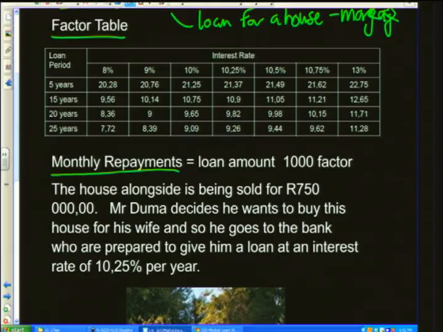So what it does for us, we need to take the loan amount, and we're going to take the loan amount divided by 1,000, because this is worked out per 1,000 rand. And then we multiply it by the factor. Now, what's the factor? This is the factor that we're getting here. So let me give you an example. If I choose the interest rate at 9%, and I'm using my time period of 25 years, then the factor that I'm going to use in my formula is this number, 8.39.